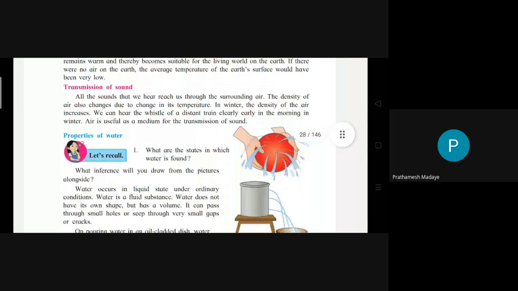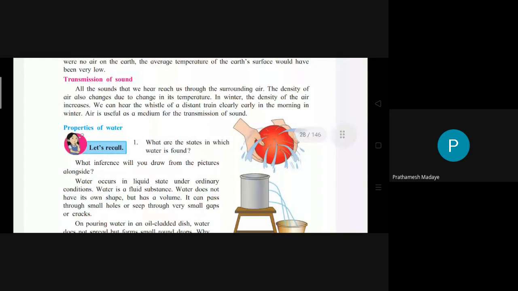Okay. Then another property was transmission of sound. All the sound that we hear reaches us through our surrounding air, that we all know. The density of air also changes due to change in the temperature. In winter, the density of air increases and we can hear the whistle of a distant train clearly early in the morning. In winter, air is also useful as a medium for the transmission of sound.